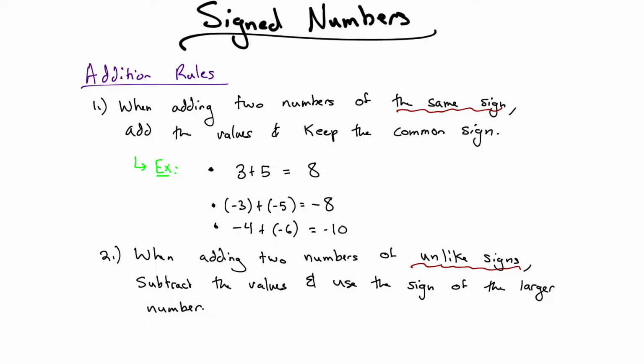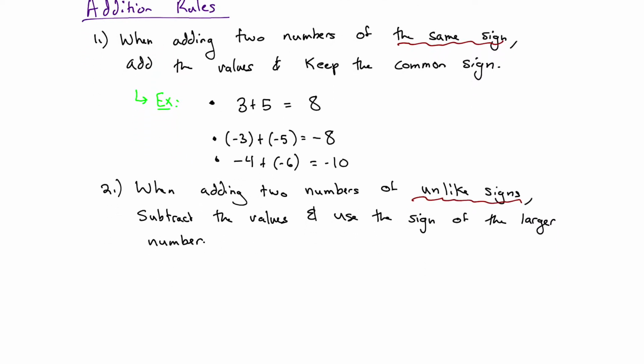Yeah, of course. So, you're going to subtract the values in the most natural way, and you'll see what I mean in a second. And then you're going to use the sign of the larger number, quote unquote, the larger number. And you're going to see it's best done through an example. So, as an example, let's just say we had 3 plus -5. So these are two numbers with opposite signs. The 3 is positive and the 5 is negative.